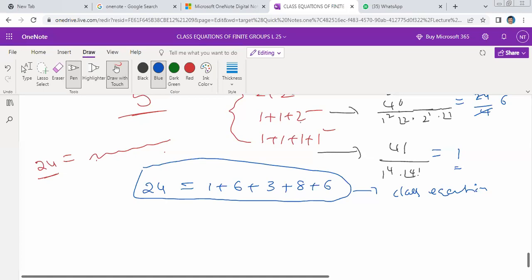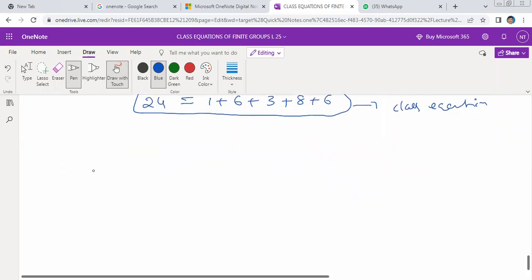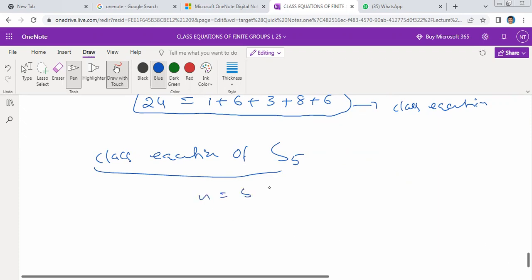Similarly, can anyone tell me for S5? Let's close in another 2 minutes. In 2 minutes, the classification, the class equation of S5. Classification of S5. How many partitions are possible? n is equal to 5. Number of partitions. Please tell me the number of partitions of this class.